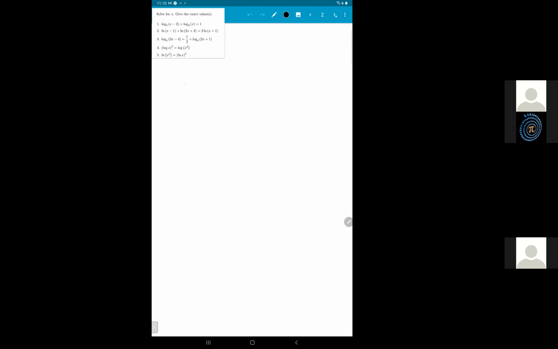So let's answer the first one. Logarithm of x minus 2 base 3 plus logarithm of x base 3 is equal to 1. Now what you do is write the left-hand side as a single logarithm. They have a common base, so we can write it as a product. Log base 3 of x minus 2 times x.